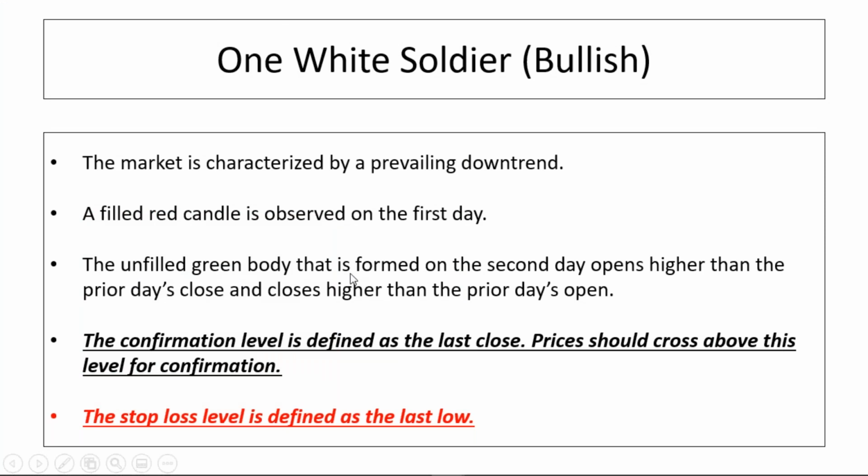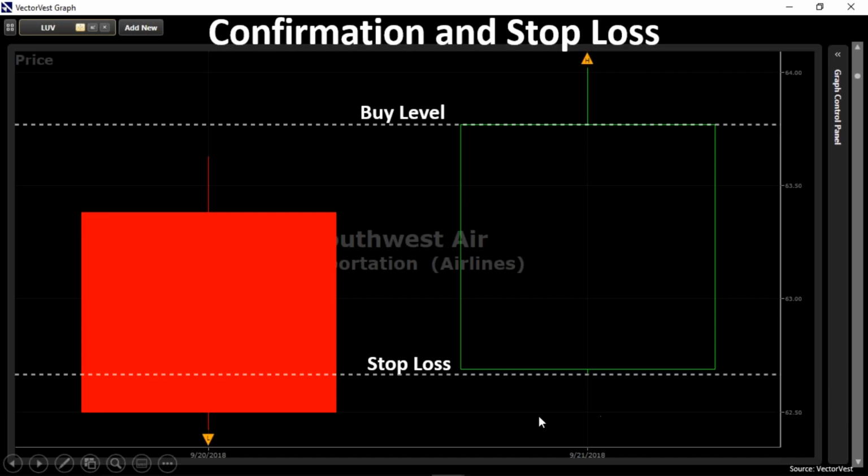The unfilled green body that is formed on the second day opens higher than the prior day's close and closes higher than the prior day's open. Confirmation level is defined as the last close. It's always going to be the close of the unfilled green body. That's always going to be your confirmation. Prices should cross above this level for confirmation. If they don't, you don't take the trade. And the stop loss level is defined as the last low, always going to be the low of the unfilled green body.